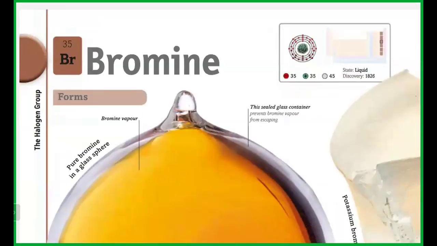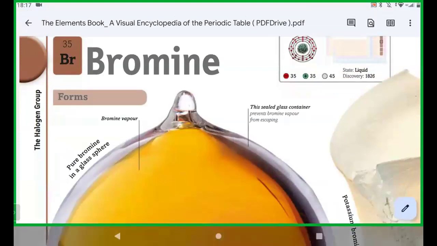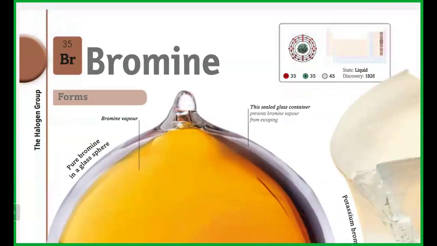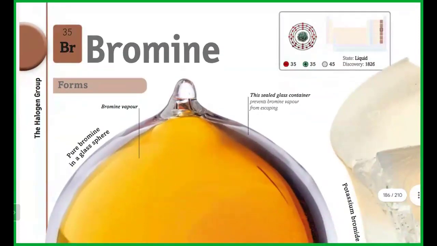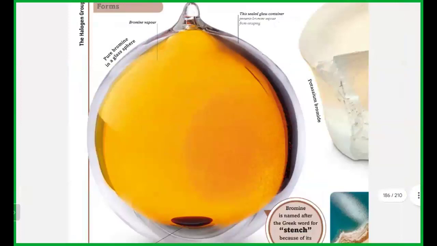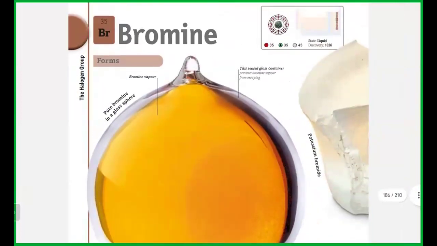Okay, so we are up to the third element. Okay, we have about 15 to 20 minutes, so we're going to speed run this. So you have bromine for the next one, number 35. So this time bromine is in liquid form, unlike the previous two which are in gas form.